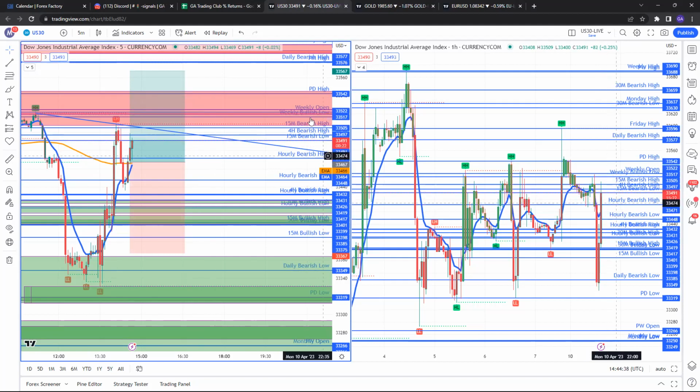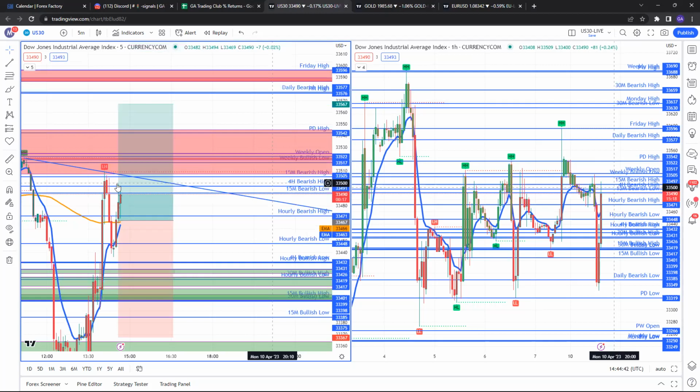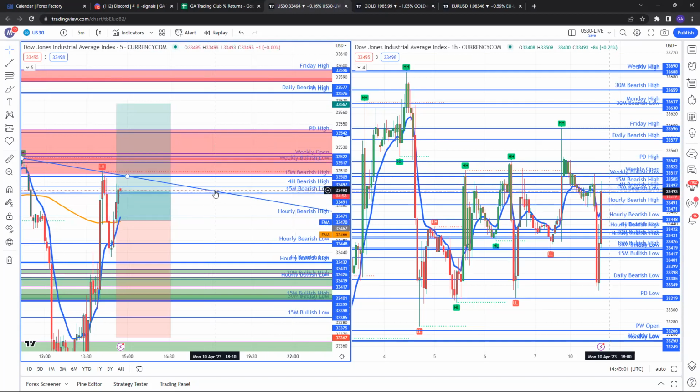This 4 hour bearish high that's right here is what's keeping price down. If we do have a 5 minute closure above the 4 hour bearish high, we should be golden on this trade, because I really don't care about the 15 minute bearish high in this instance. What I'm looking for is this weekly bullish low that's also around the weekly open. So we just need a, and there you go, our golden cross just formed.